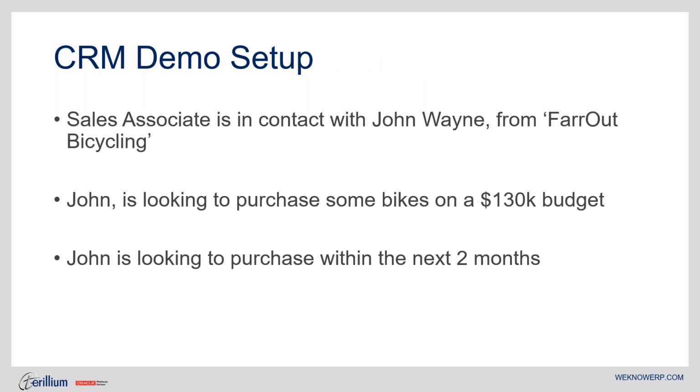To set up our demo for today, we're going to pretend that John Wayne from Far Out Bicycling has contacted us. He said that he wants to purchase a few different bikes. He's looking to purchase two different types, a 210 and a 220, and he's got about a $130,000 budget that can be used. John is looking to purchase within the next 2 months.